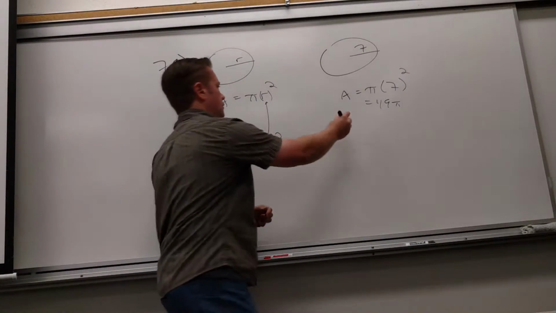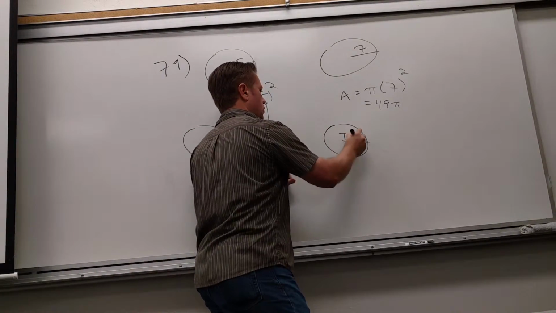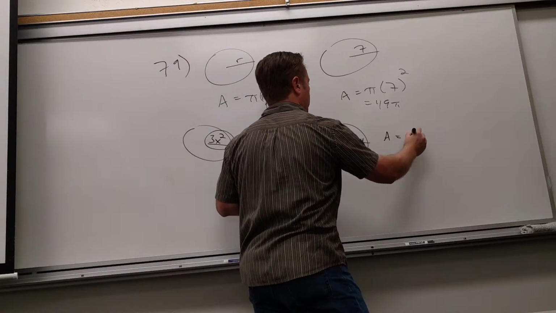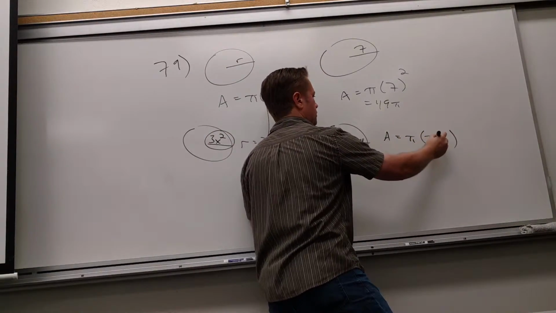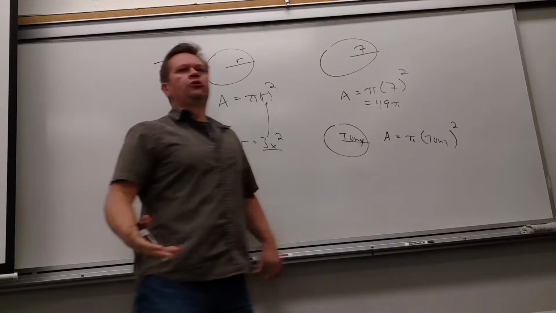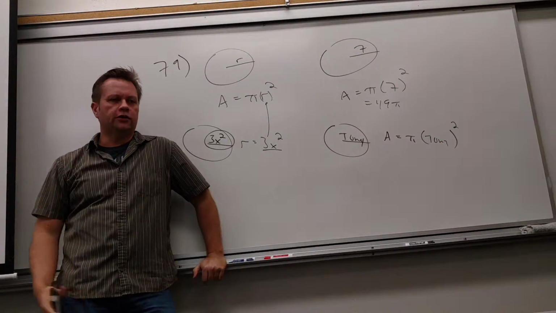If the radius was Tony, what's the area of that circle? Tony squared. Oh, Tony. Hey, Tony. Squared. No, you're not. Sorry.